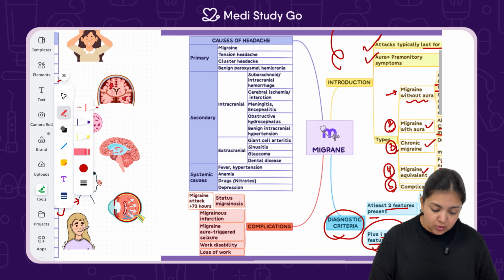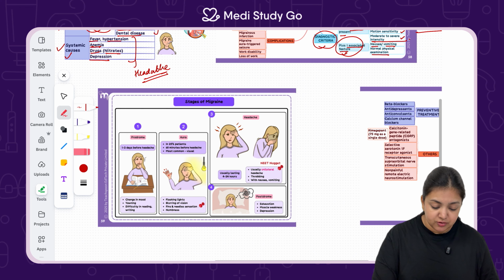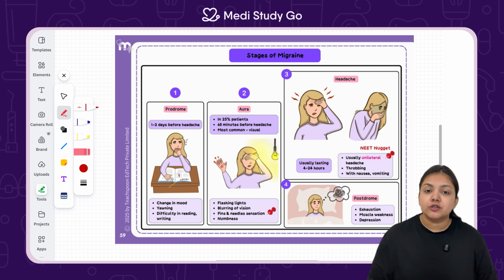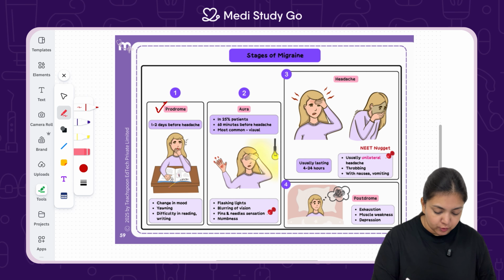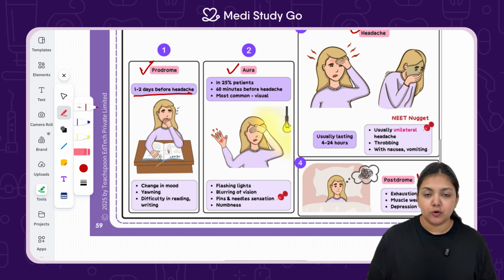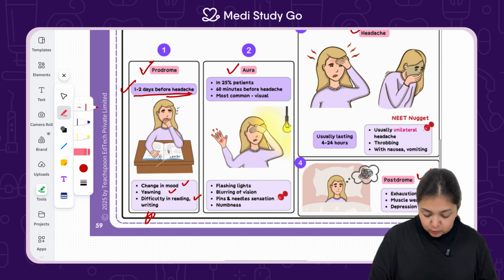Now, after we know what all causes can happen and how the migraine looks like, we need to know what are the stages of migraine. So as we discussed, there is a stage of aura which happens in some situations. So the stages of migraine include prodrome, aura, and the headache stage followed by the postdrome stage. So the prodrome stage usually starts 1 to 2 days before the headache and is characterized by a change in mood, yawning, difficulty in reading and writing, some food cravings, and neck stiffness.